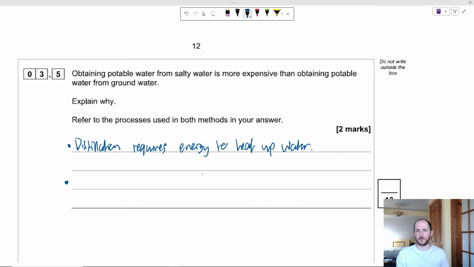Now, what about the other method? Well, we're just going to call it groundwater because that's what they've referred to it as. So groundwater. Now, what is the process of getting normal drinking water, potable water from groundwater? Well, all you need to do is essentially get it out of the ground, and that's quite easy. You can do it basically from lakes if you wanted to, or from wells underground, whatever you like. And all you need to do is sterilize it and filter it.